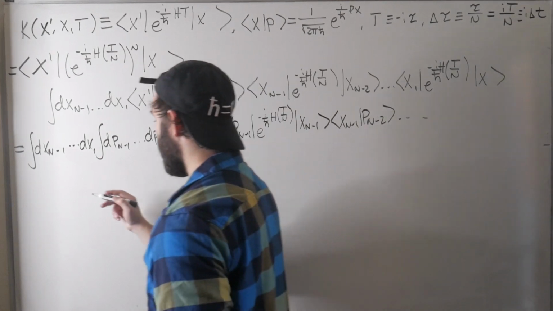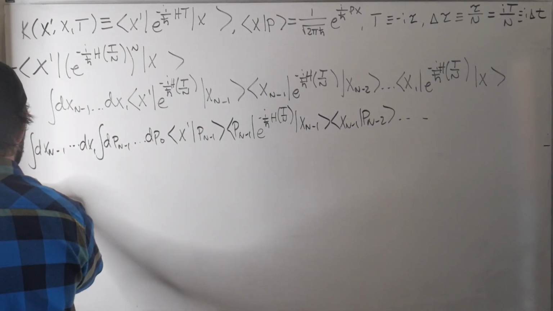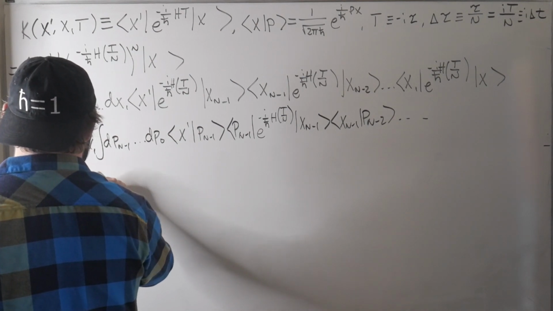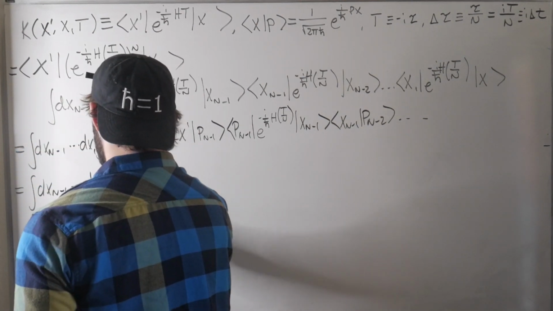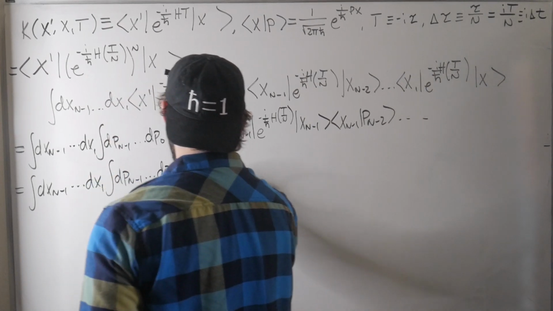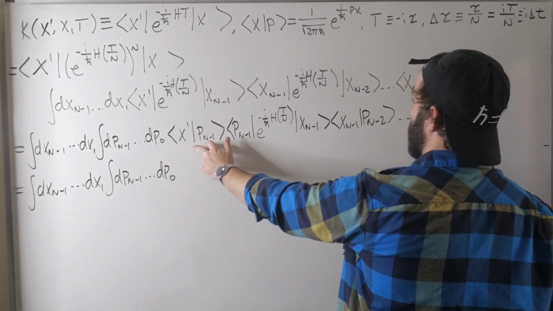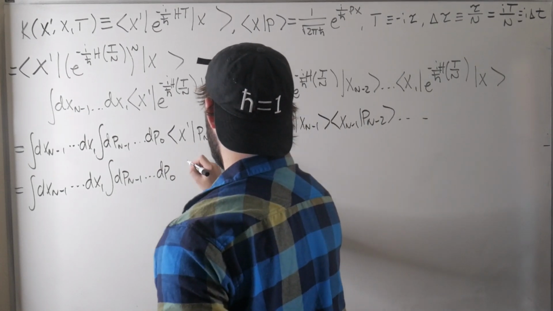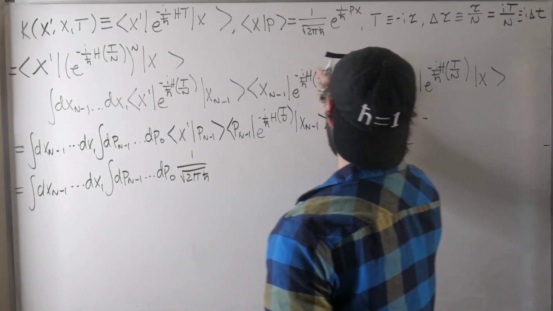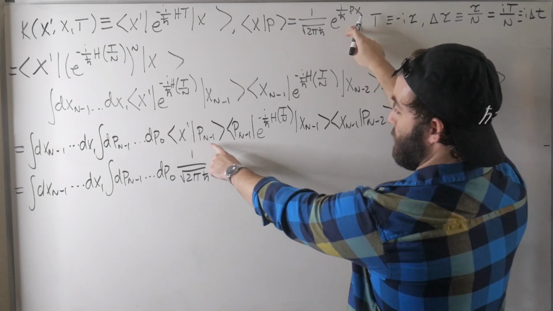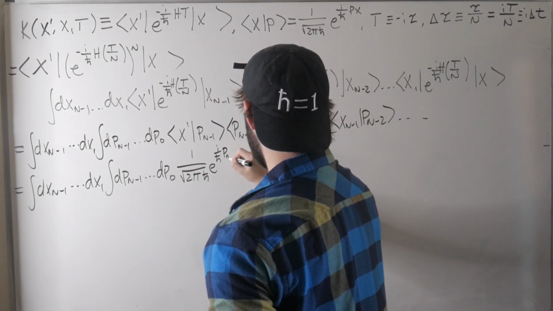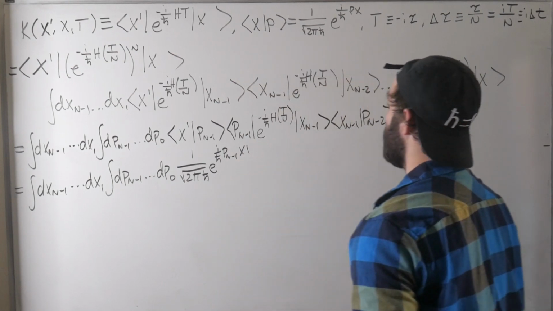So this is just going to be equal to the integral dx_{n-1} ... dx_1 dp_{n-1} ... dp_0. Let's go ahead and write this stuff out now. So this is just going to be a 1 over root 2 pi h bar, and then this guy, so it's going to be a product from n minus 1, so we have an e to the i over h bar, product of n minus 1, x prime.